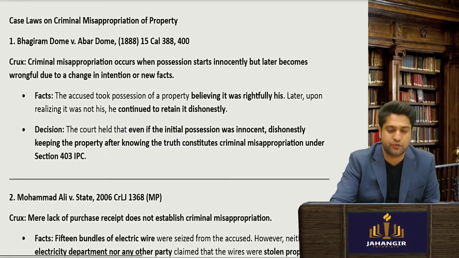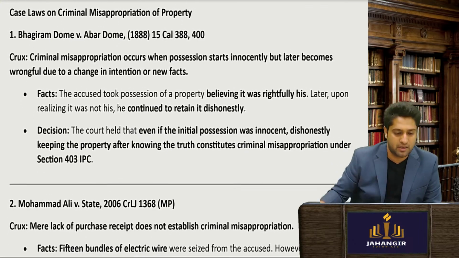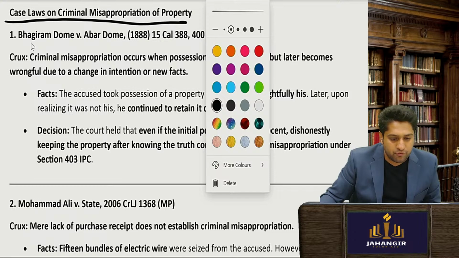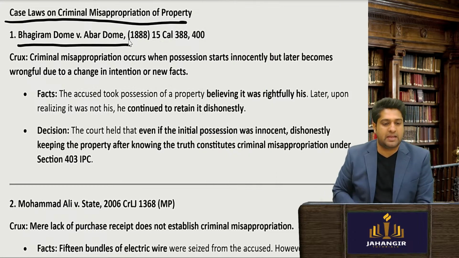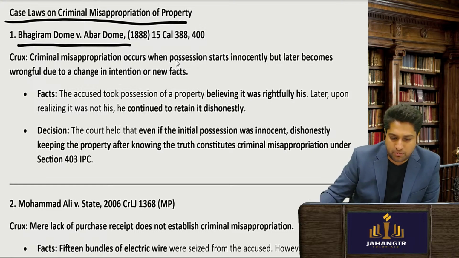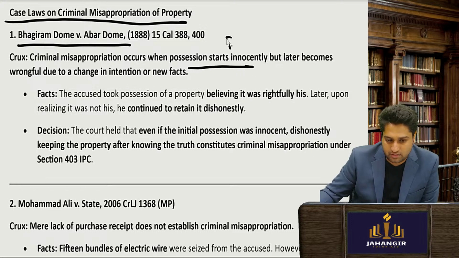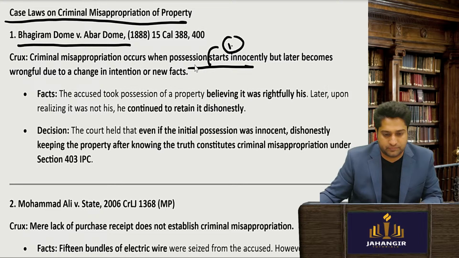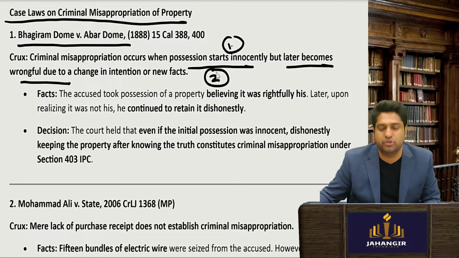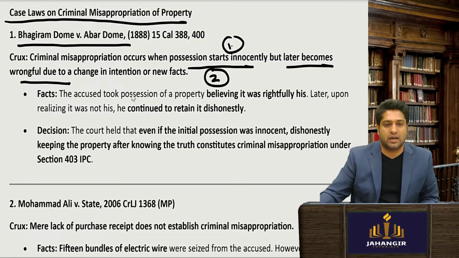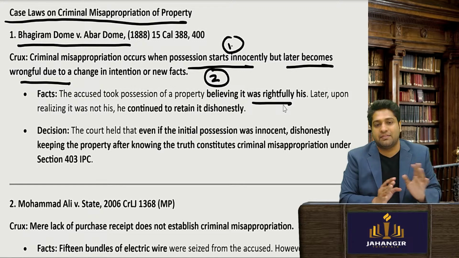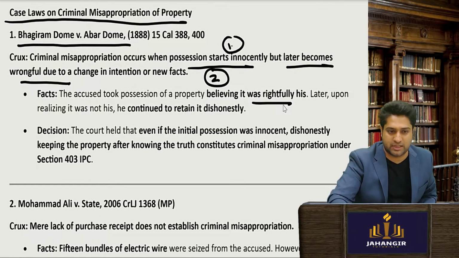Okay. Then we'll see a few case laws given. Very simple. Case laws on criminal misappropriation of property. First, in Begiram Dome versus Aber Dome, criminal misappropriation occurs when the possession starts innocently, but later becomes wrongful due to a change of intention or new facts. So he took possession of the property believing it rightful, then there is no misappropriation, but later when you came to know the owner, then you become liable, which is what we just discussed.